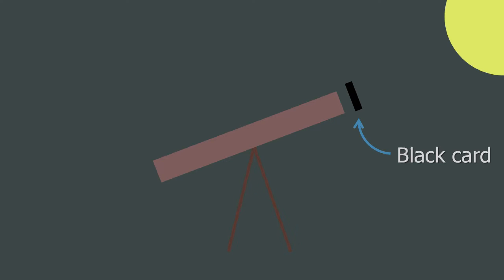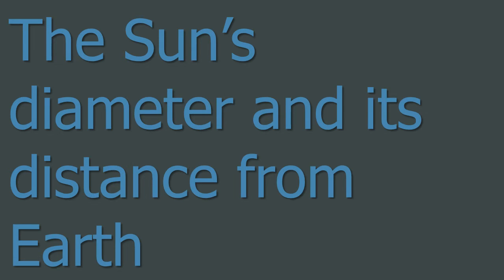You then need to project the image of the Sun onto a screen, like a piece of paper. Remember, do not look through the telescope even with the card over the front, as it will damage your eyesight. This is why the image has to be projected onto a screen, so you never have to directly look at the Sun.